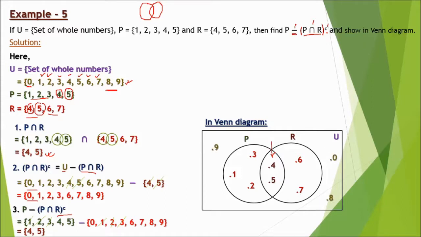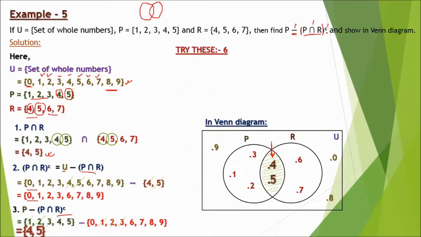Okay, so our focus must be on 4 5. Where are 4 5 now? See, our focus must be on 4 5. 4 5 is exactly here, you can see 4 5, so we have to set only 4 5. In this way 4 5 must be set. So this concludes our another example 5.